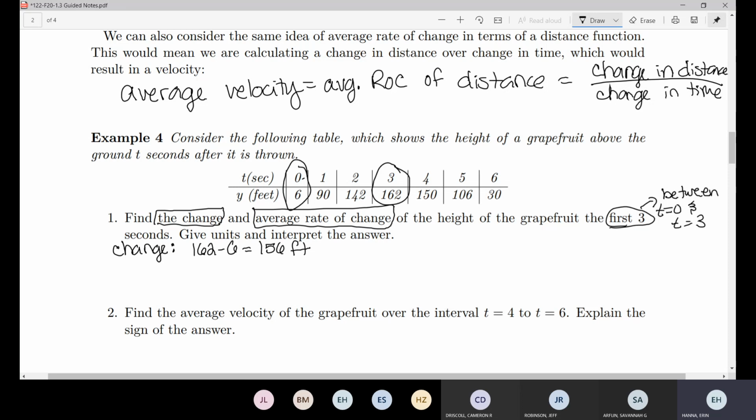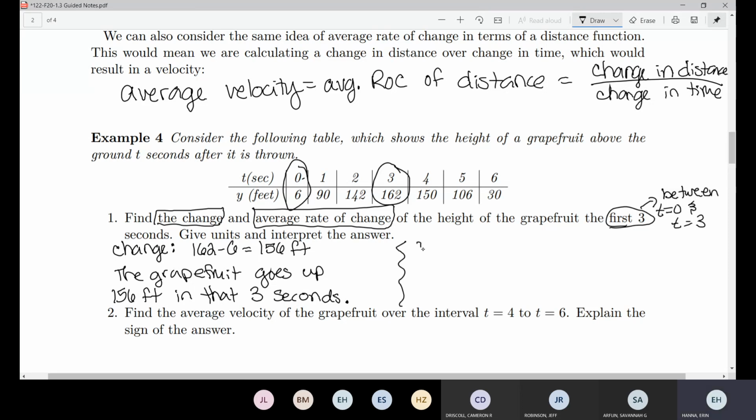So 156 feet. I was looking at my notes, and I was like, why do I say 156? So anyway, what this would mean in words is essentially that the grapefruit goes up 156 feet in that 3 seconds. That's how far it traveled in that time. It traveled 156 feet in 3 seconds, however you want to phrase that, however it gets the point across.